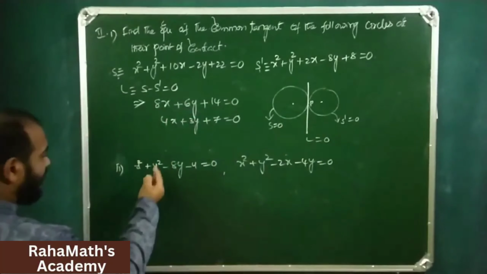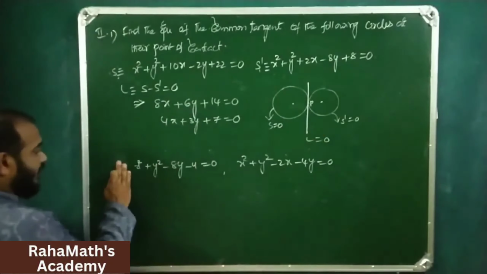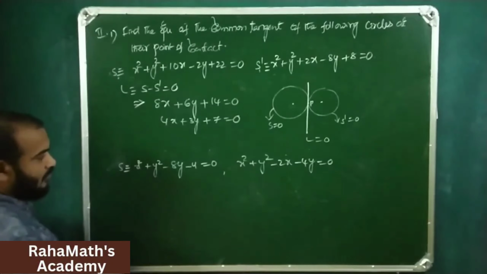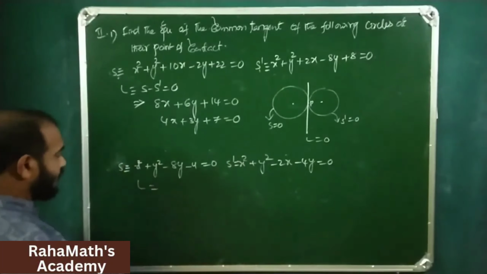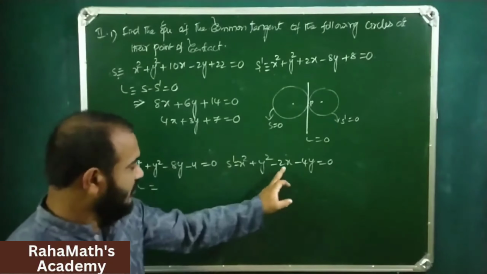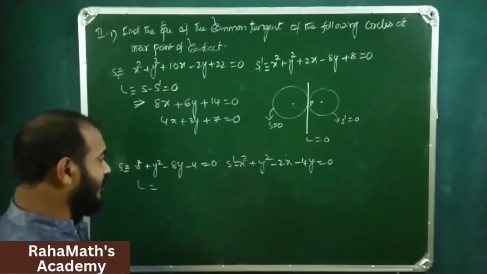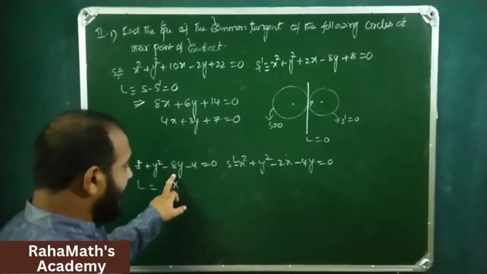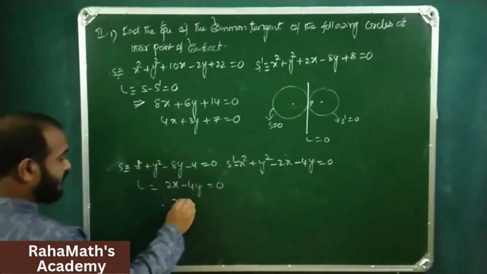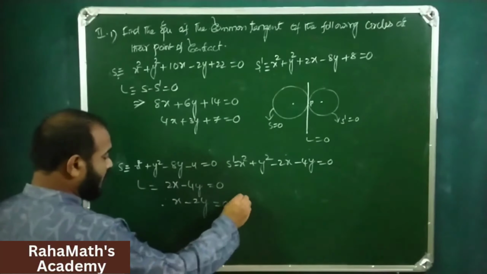In the similar way, the second question is the same. Let us consider this to be S and this to be S dash. L is equals to x square plus y square, this and this get cancelled. Minus of minus plus 2x. Minus 8y plus 4y is minus 4y equals to 0. Therefore, this is x minus 2y equals to 0.